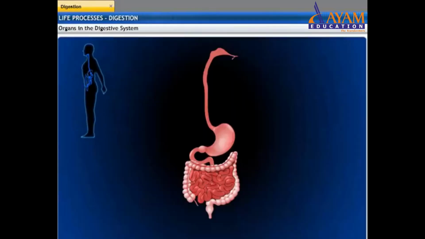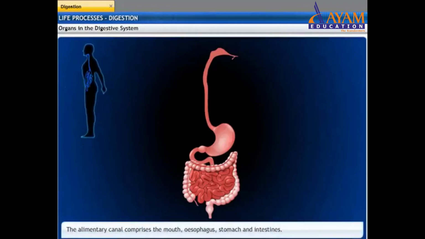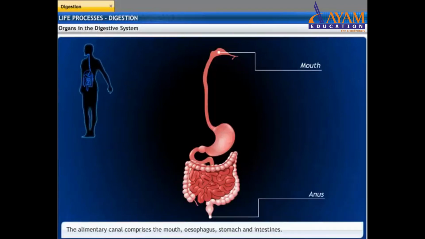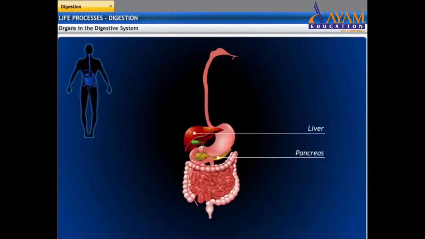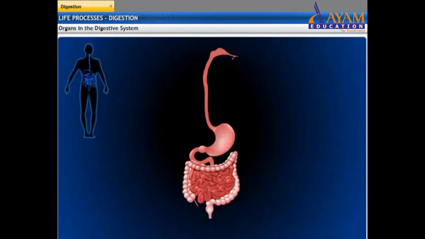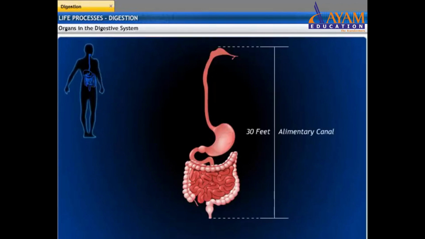The digestive system is made of the alimentary canal that starts from the mouth and ends at the anus, and includes digestive glands such as the liver and pancreas. The alimentary canal is about 30 feet long in adult human beings.